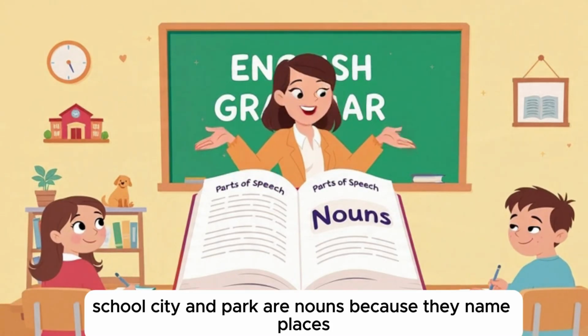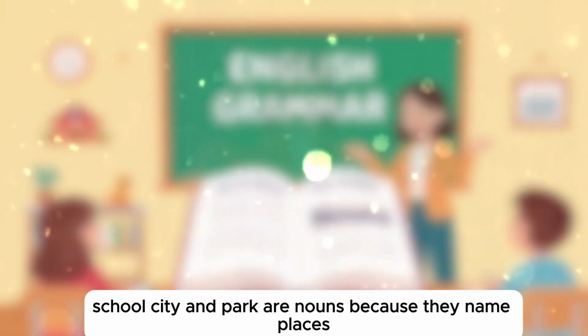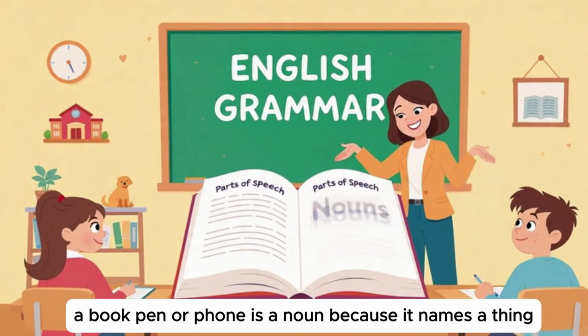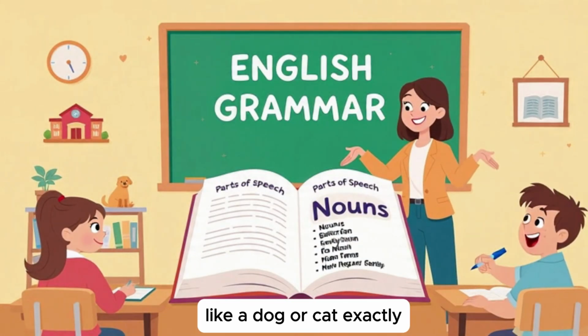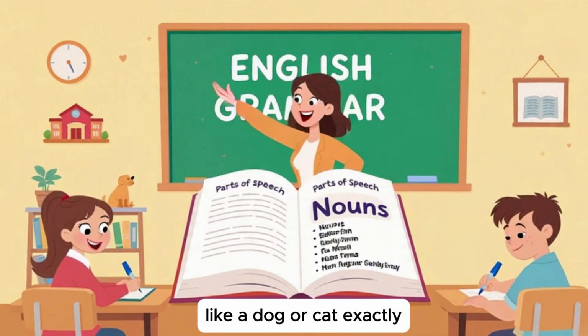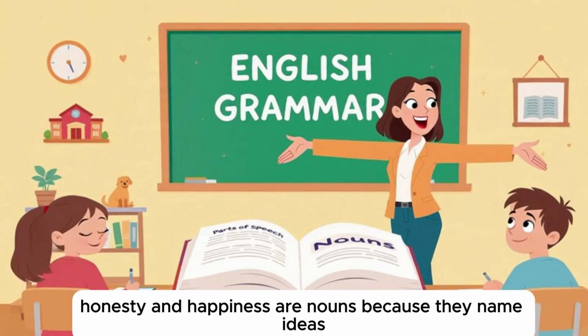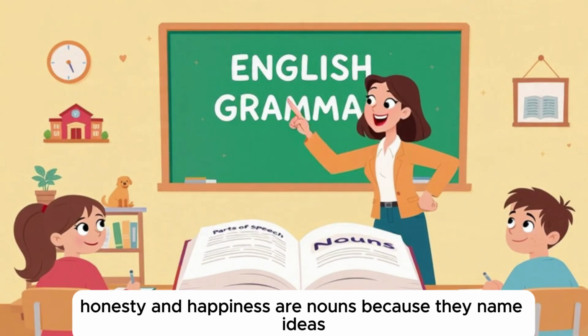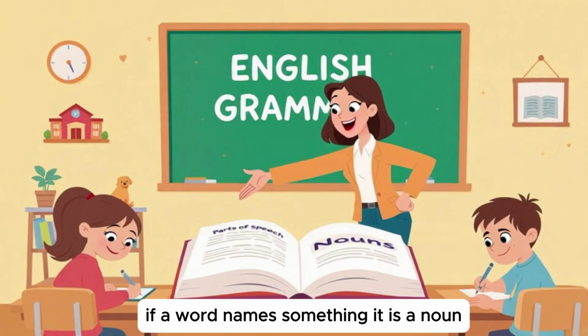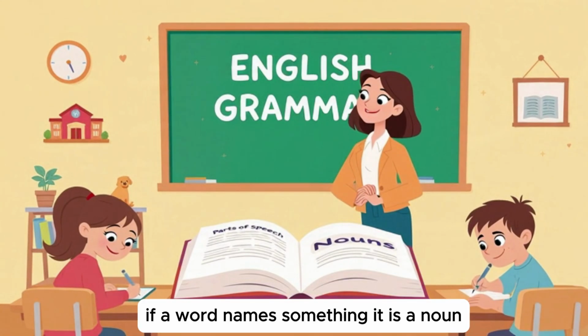School, city, and park are nouns because they name places. A book, pen, or phone is a noun because it names a thing. Like a dog or cat? Exactly. They name animals, so they are nouns. Love, honesty, and happiness are nouns because they name ideas. If a word names something, it is a noun.